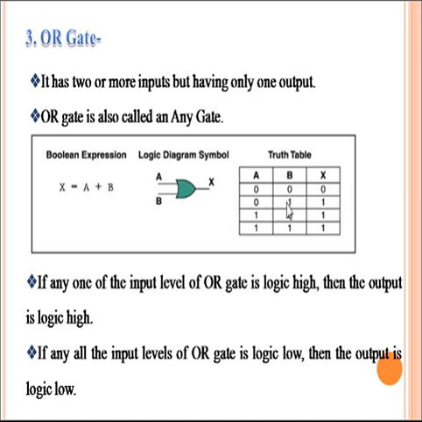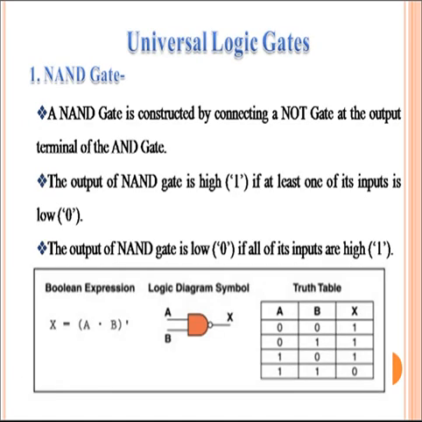For the input 0 and 1, the output is 1. Again, for the input 1 and 0, the output is 1. Again, for the input 1 1, the output is 1. We can conclude this as: if any one of the inputs of an OR gate is 1, then the output value will be 1. If all the inputs of an OR gate are 0, then the output value will be 0.